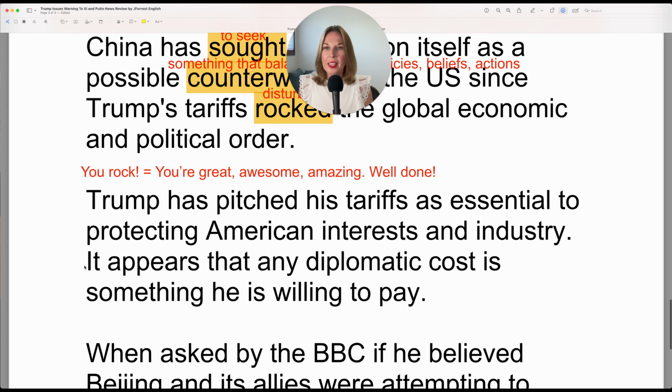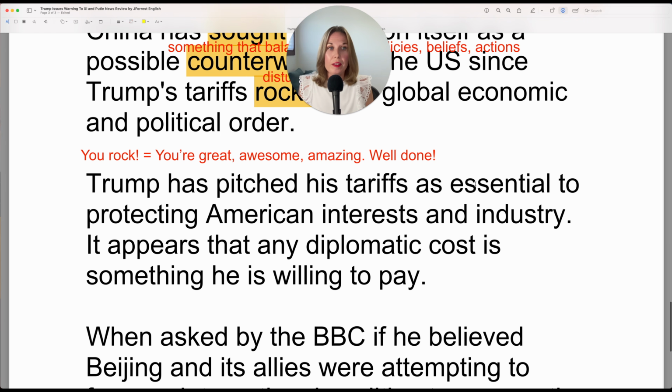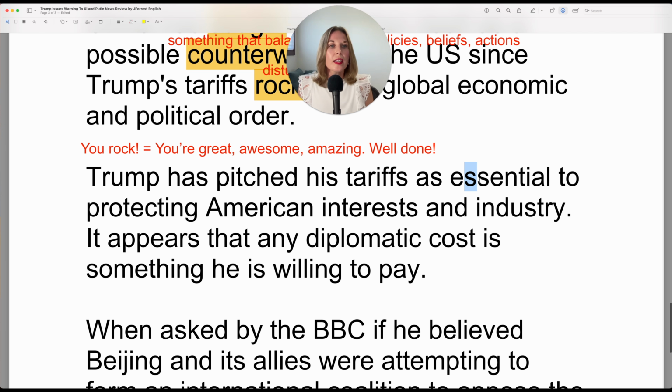Let's keep reading. Trump has pitched his tariffs as essential to protecting American interests and industry. So notice here, essential to doing something. That's why you have this verb in ing, because to belongs to essential. It functions as a preposition. So that's why you have this verb in ing.